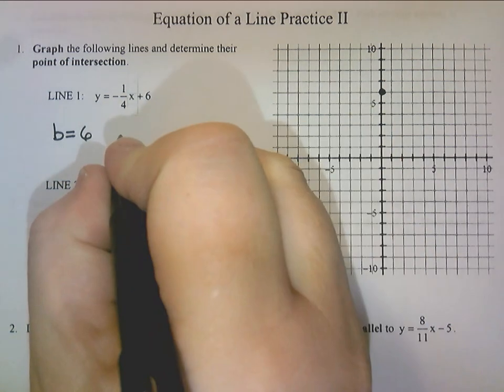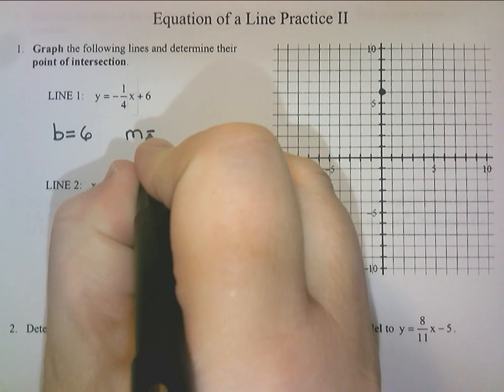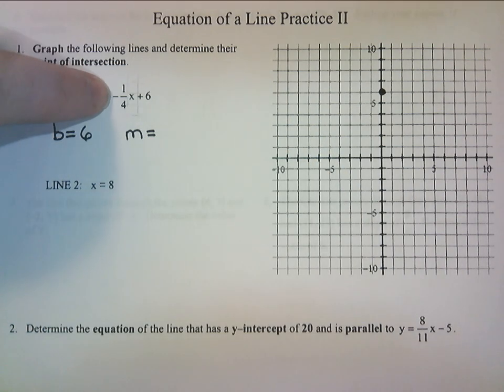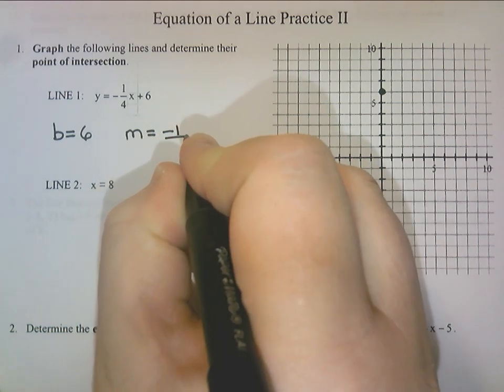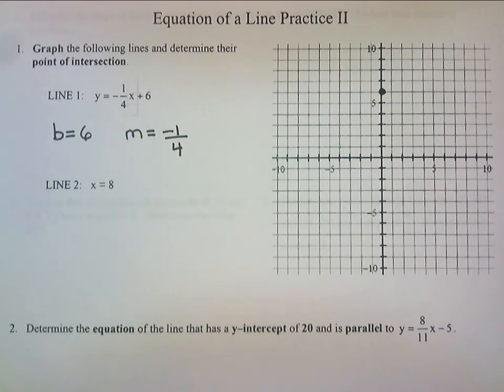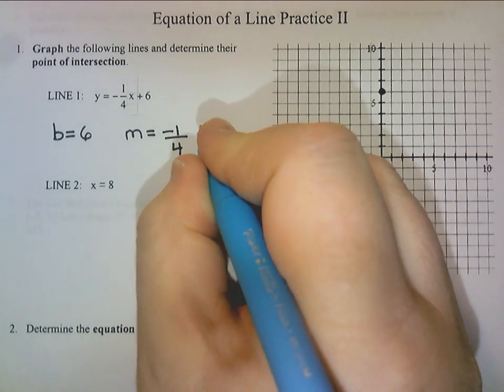All right, the second thing we want to look at is our slope. The slope is the number in front of the x, which in this case is -1/4. Because there's a negative in front, I like to put that either with the numerator or the denominator when we go to graph, and I prefer to put it with the numerator. So I'm going to say this is -1/4. Slope is delta y over delta x.